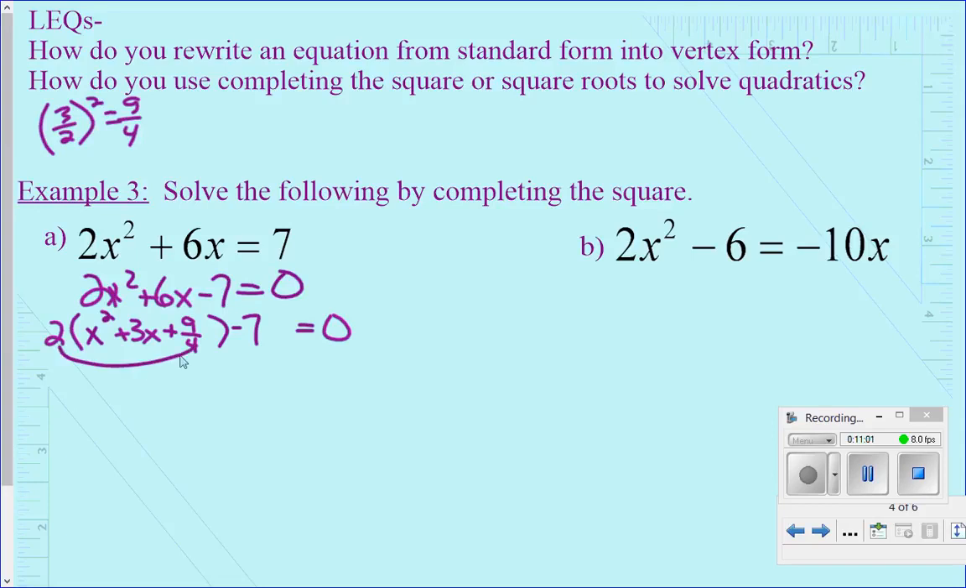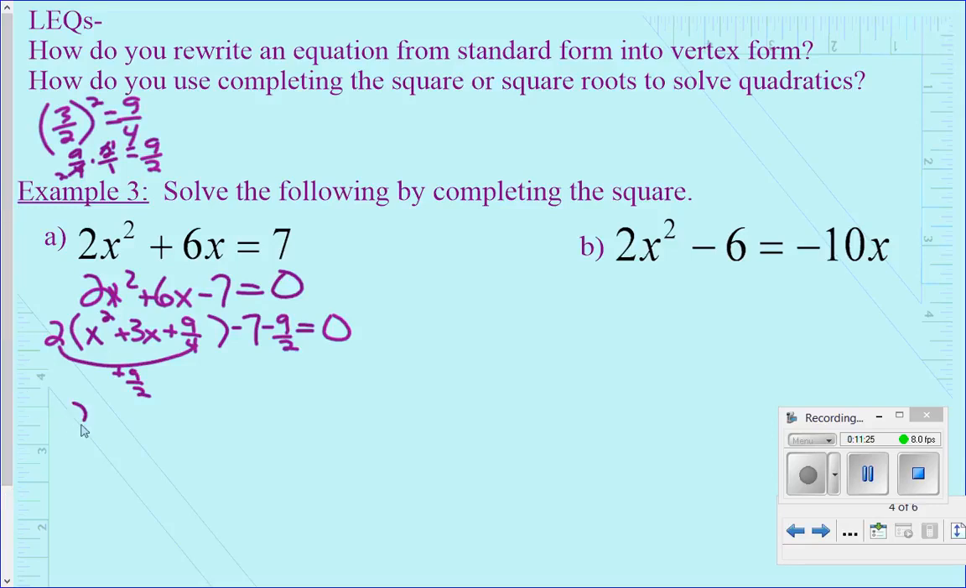But it's not actually 9/4, it's actually 9/4 times 2, or 2 over 1. I'm going to simplify that before I multiply. So on the diagonal, 2 and 4 become 1 and 2. So 9/4 times 2 is 9/2. So 9/2 is what got added, which means on the end I have to subtract 9/2.